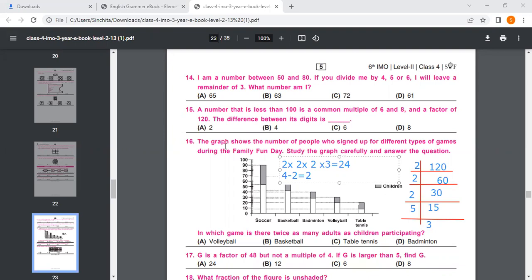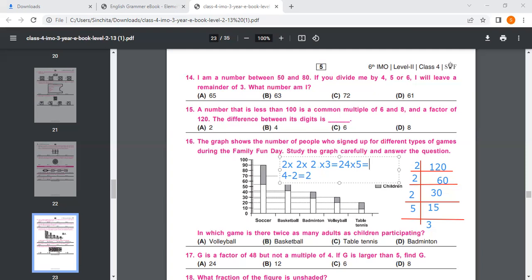Why? Because here it has been said a number that is less than 100 is a common multiple of 6 and 8 and a factor of 120. Why have we left out 5? Because if we multiply 5 and 24, tell me, Shuok, what will be the answer?